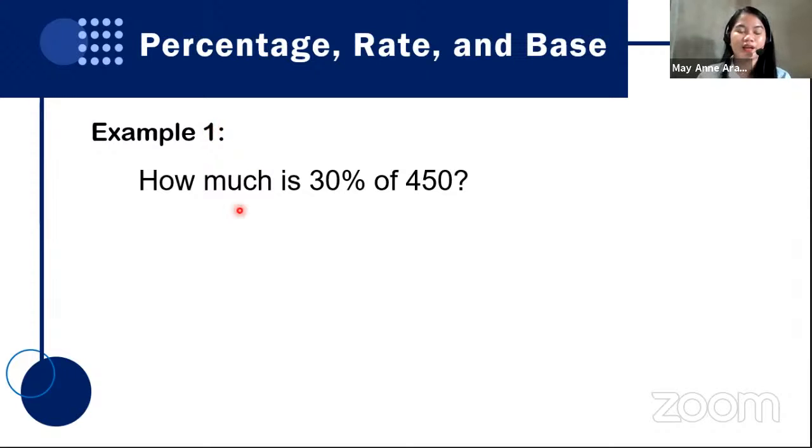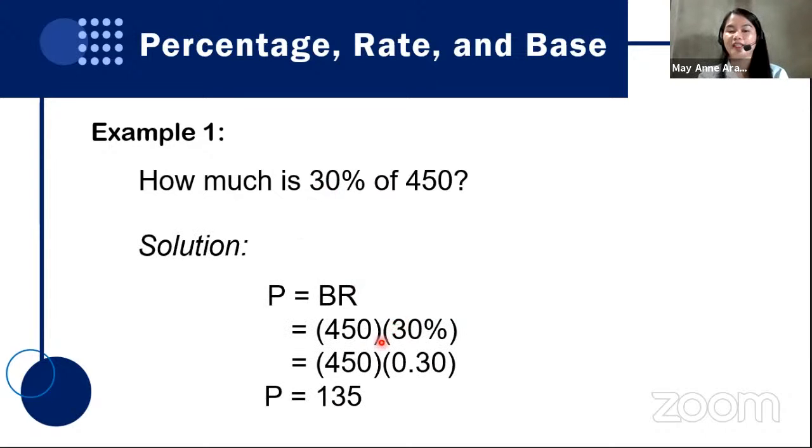Okay, examples. How much is 30% of 450? So in this problem, you know that 30% is the rate and 450 is the base. So we need to solve for the value of P, or for the percent. So just simply multiply 450 by 30%, but do not forget to convert this first to decimal. No, convert mo na sa decimal, and that is 450 times 0.3 or 0.30. Oh, the percent is equal to 135. So 135 is 30% of 450.